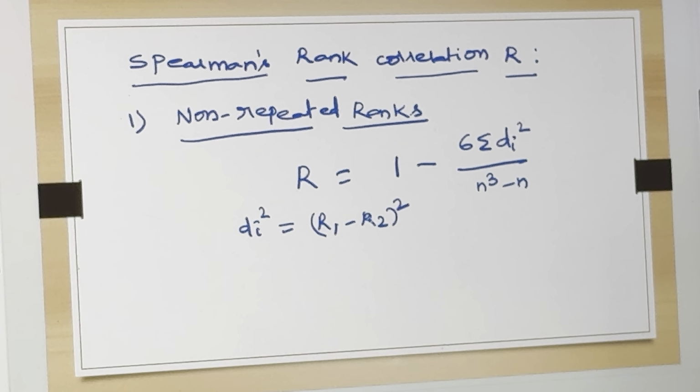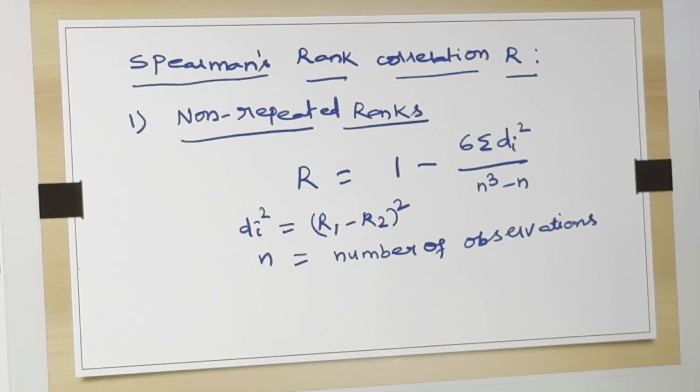r1 और r2 क्या है? For each value of x, a rank will be assigned either in descending order or in ascending order. वो rank जो भी assign करते हैं उसका notation है r1. इसी तरह r2 is nothing but the rank assigned for the values given for y. Okay, so di square is nothing but r1 minus r2 the whole square. What is n? n is nothing but the total number of observations given.